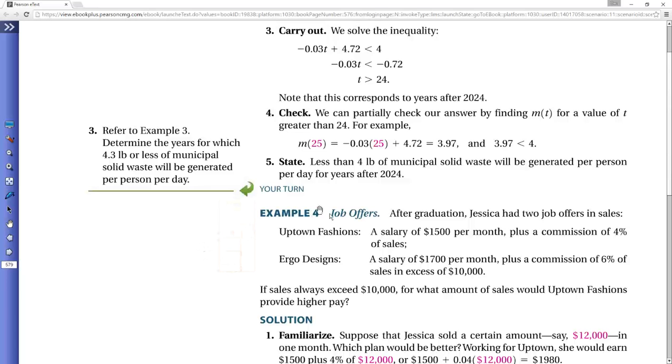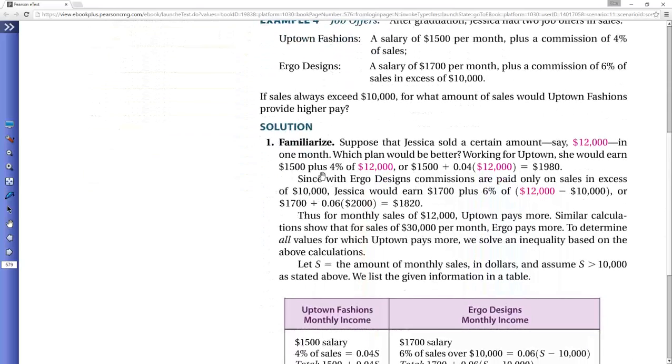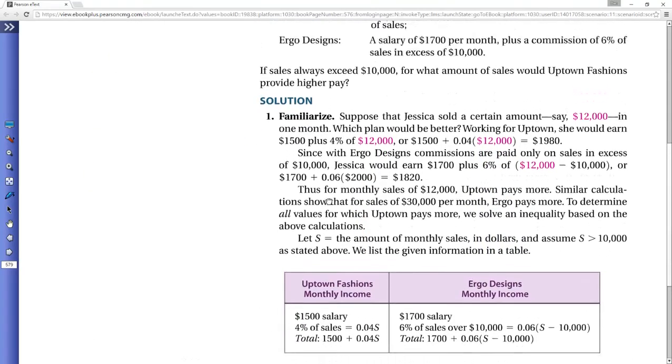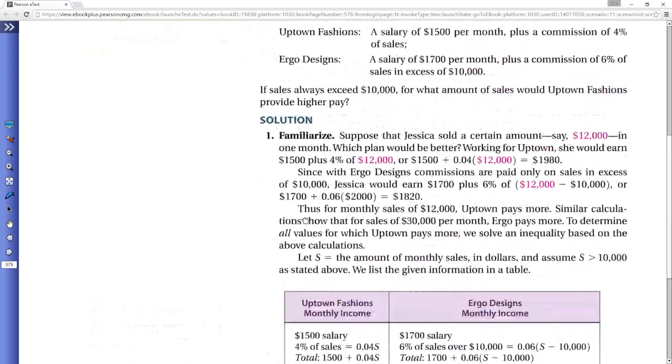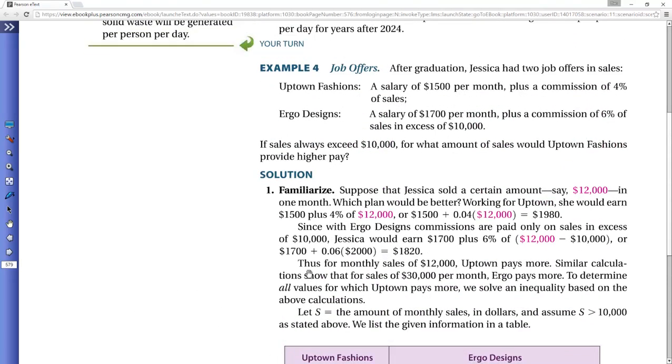Now let's look at this next example. Job offers. After graduation, Jessica had 2 job offers in sales. Uptown Fashions gives a salary of $1,500 per month plus a commission of 4% of sales. Now Ergo Designs gives her a larger salary of $1,700 a month plus 6% of sales in excess of $10,000.